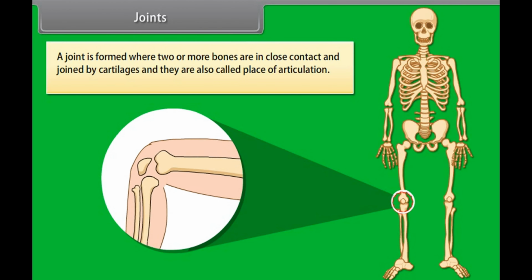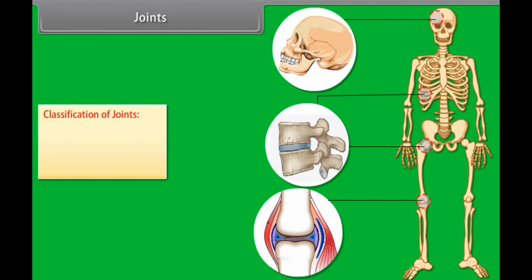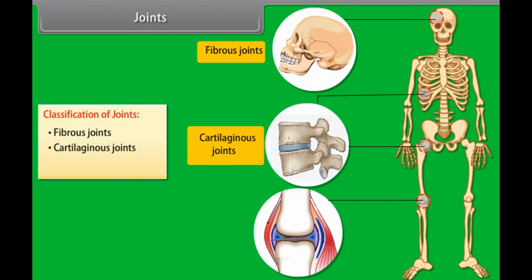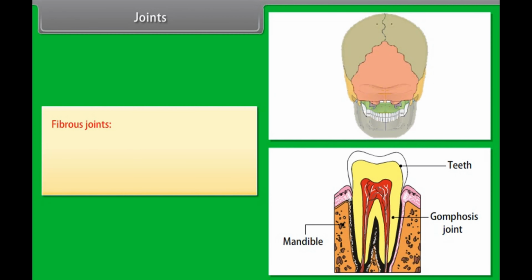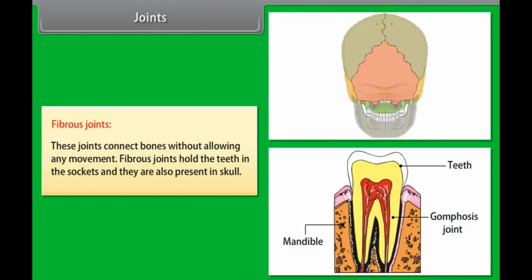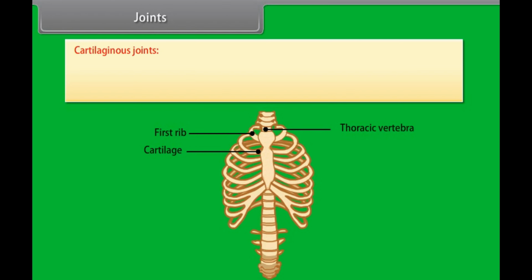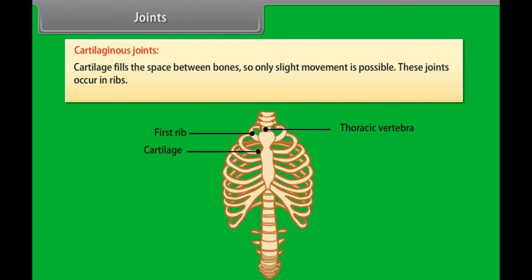Joints. A joint is formed where 2 or more bones are in close contact and joined by cartilages, and they are also called place of articulation. Classification of joints: fibrous joints, cartilaginous joints, and synovial joints. Fibrous joints. These joints connect bones without allowing any movement. Fibrous joints hold the teeth in the sockets, and they are also present in the skull. Cartilaginous joints. Cartilage fills the space between bones, so only slight movement is possible. These joints occur in ribs.